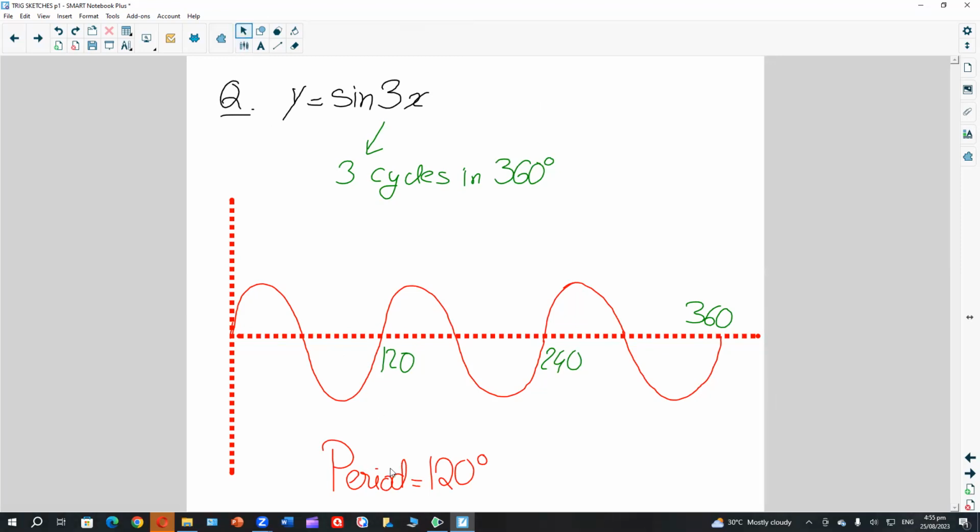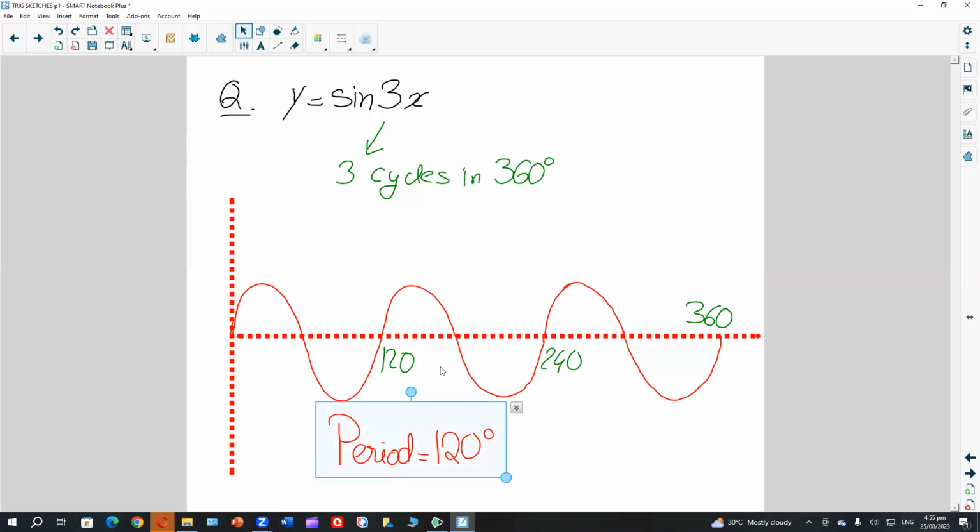Period means the angle corresponding to 1 cycle. So can you please repeat what is a period? Period is the angle for 1 cycle. Okay, now repeat what is period? Can you listen to me?